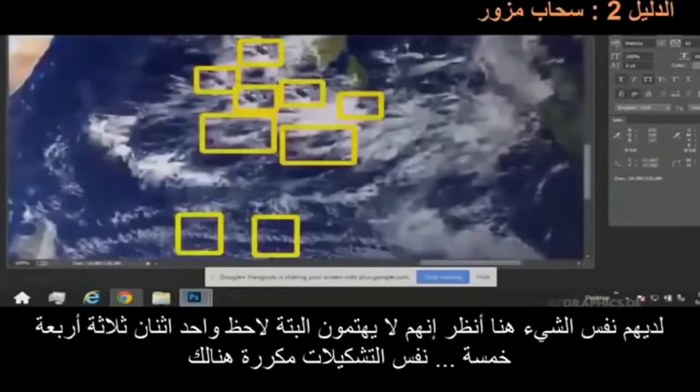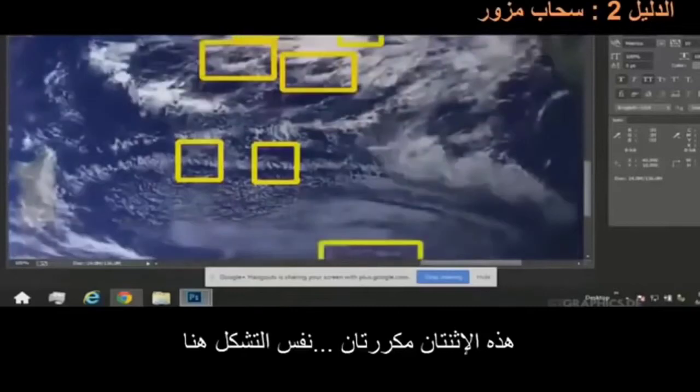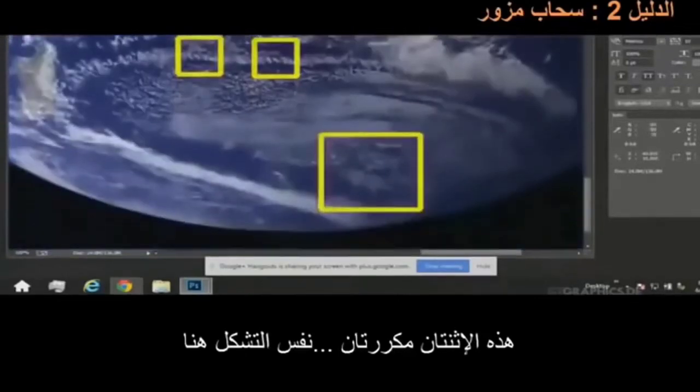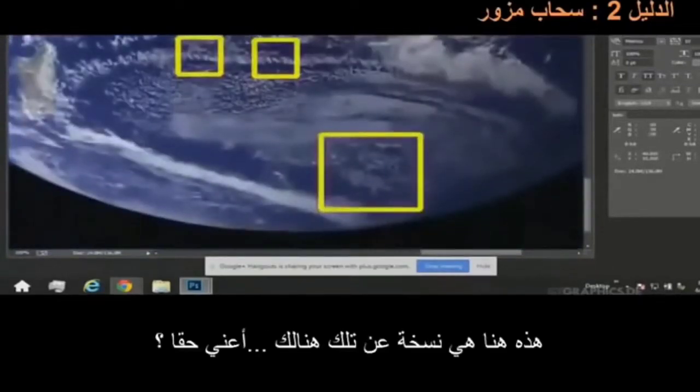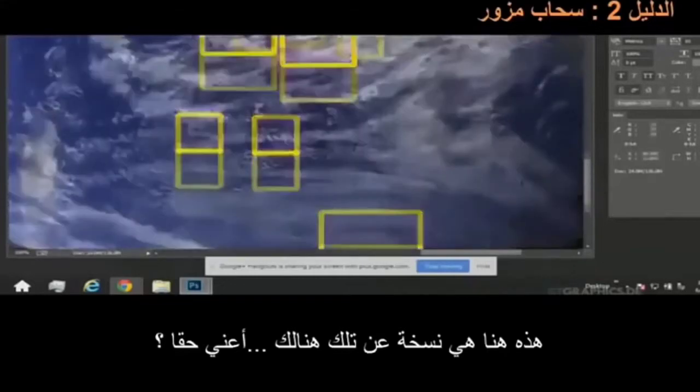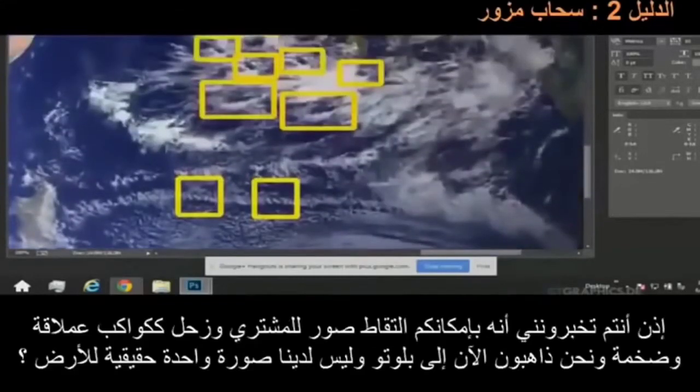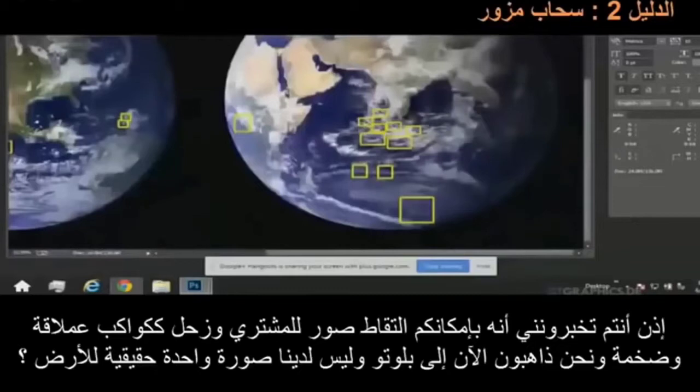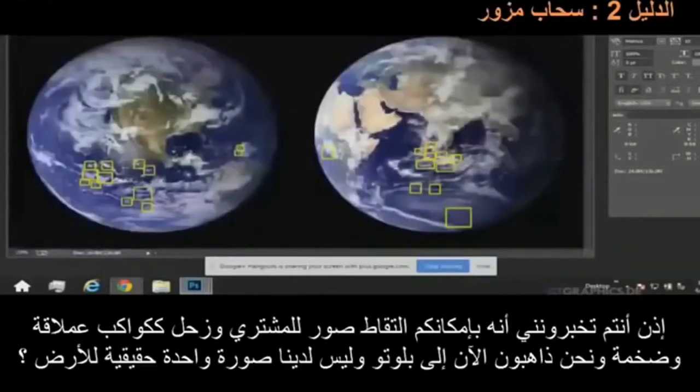Same thing on the other side of the world. They got careless. Here, look, 1, 2, 3, 4, 5 of the same formations replicated right there. These two replicated, same exact formations right here. This right here is a clone of that right there. I mean, really? So you're telling me that we can take pictures of Jupiter and Saturn, huge, massive planets, and now we're going to Pluto, but we don't have one legitimate picture of the Earth?